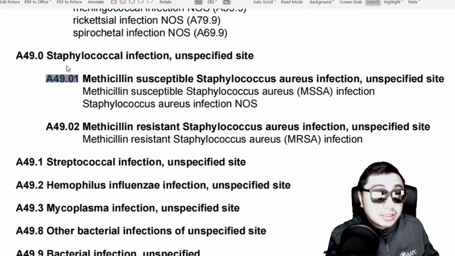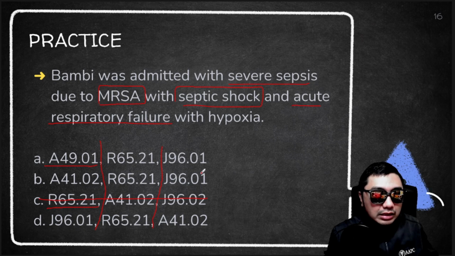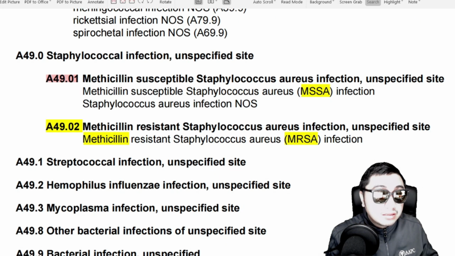Your A49.01 is your MSSA. So basically that's your methicillin susceptible staph aureus. If you will go to the next code, A49.02, that's your MRSA, methicillin resistant. So again, methicillin is a type of antibacterial drug, okay? But in some cases, the bacteria that attacks the body, specifically your staph aureus, is resistant to methicillin. So it's harder to treat, okay? So A49.02 is listed here. It's not going to be your answer, okay?